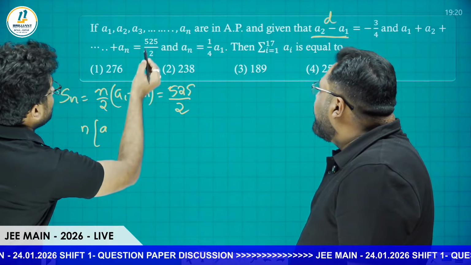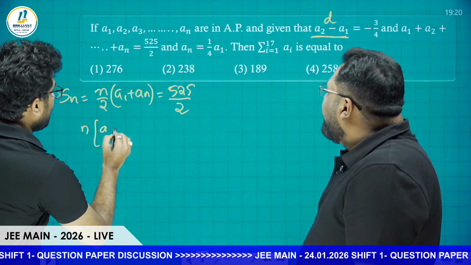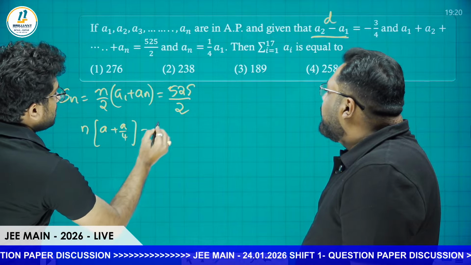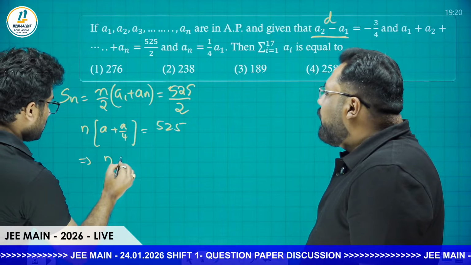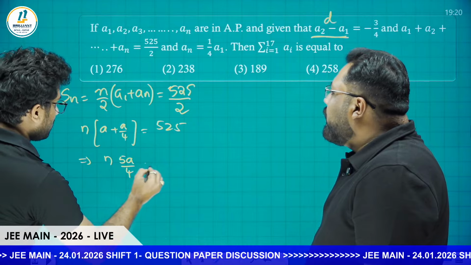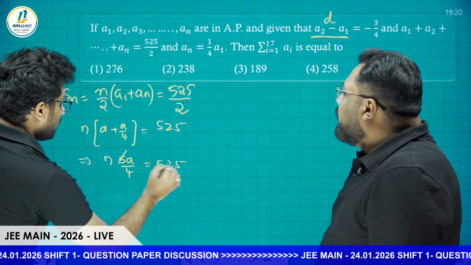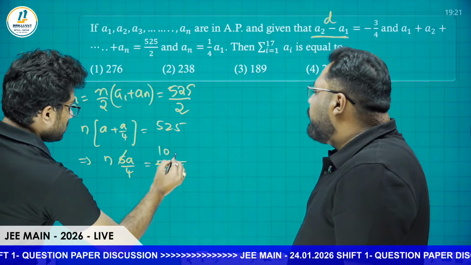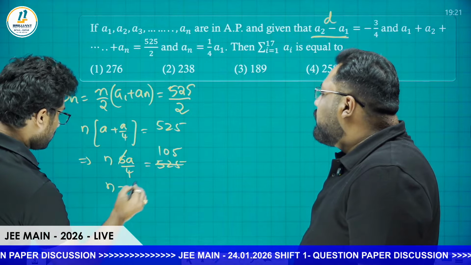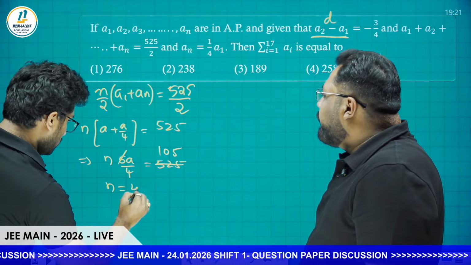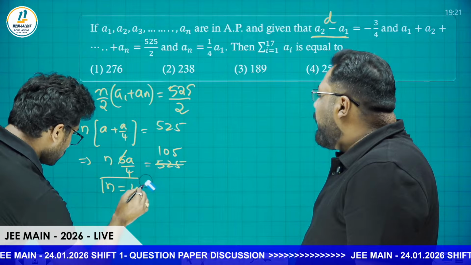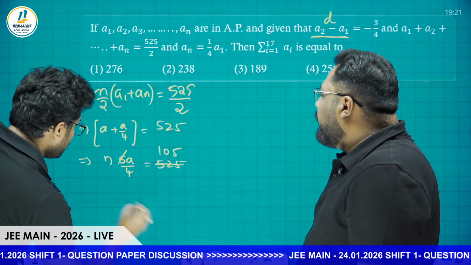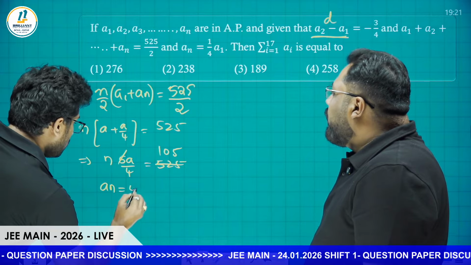Let's take A1 as A. AN means A by 4 itself. So N into A plus A by 4 is equal to 525. So N into 5A by 4 is equal to 525. So N into A is equal to 420. N into AN is equal to 420.